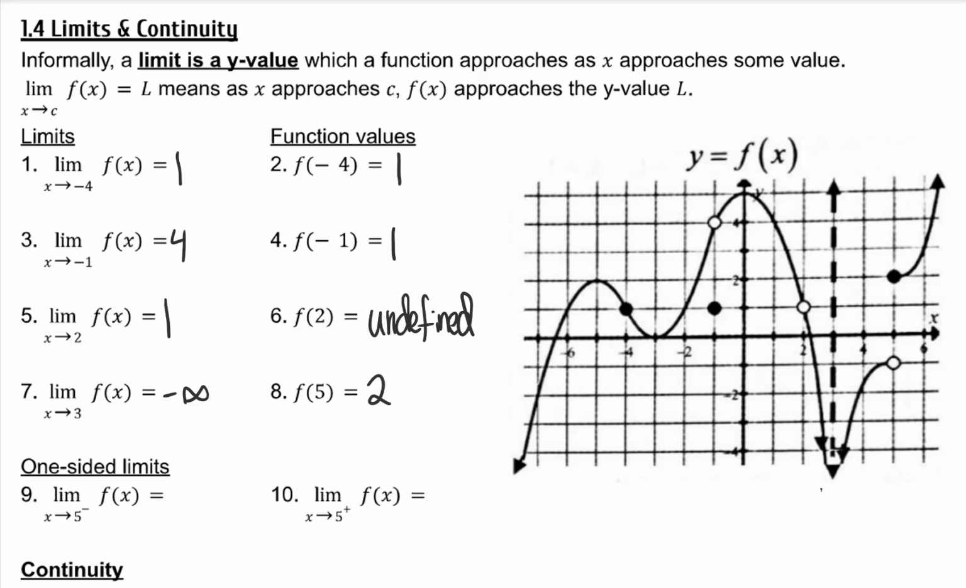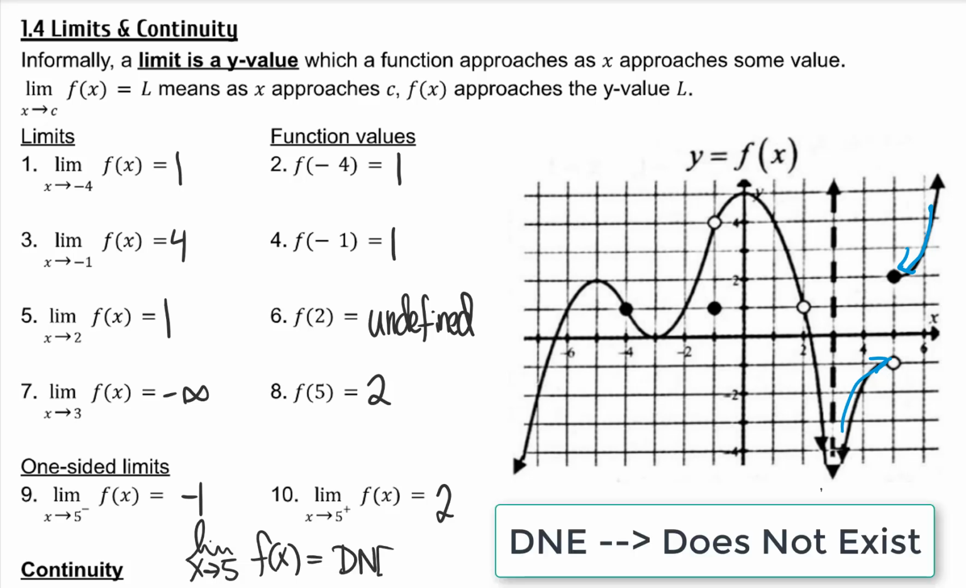The limit as we approach 5 from the left, that is -1. But as we approach 5 from the right, that is 2. Because the left side and the right side limits do not match up, if I were asked to find the limit as x approaches 5, not a one-sided limit, that would not exist because there is a jump or break in the graph.